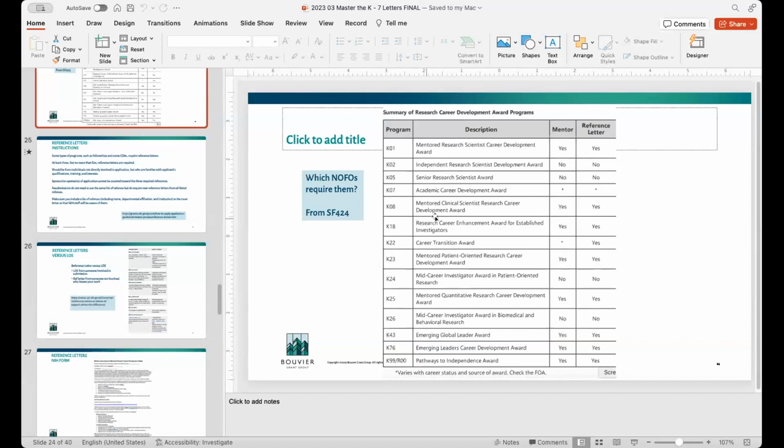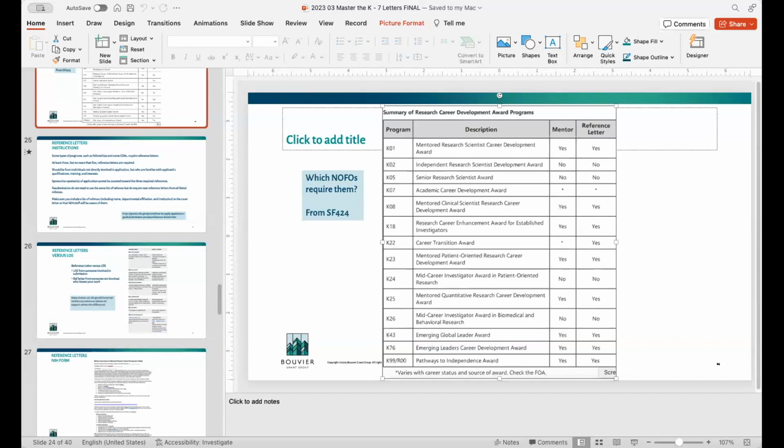So you're at the K08. In terms of who should be providing a reference letter, there should be a letter from your mentor. You know this though, right? That there's a letter from your mentor and reference letters as well. And I believe on the K08 it's 3 to 5 reference letters that have to come from people who are not associated with the project.